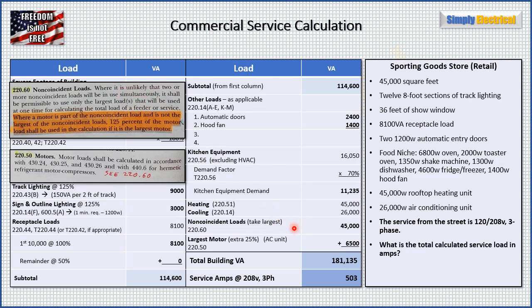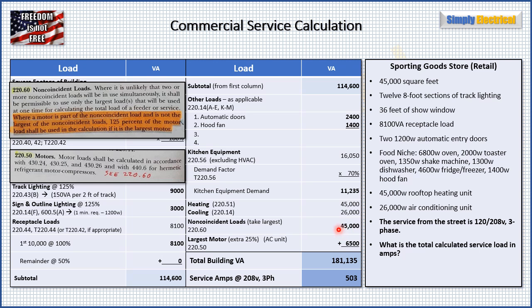We're going to take the heating and the cooling and compare them to each other because they don't, in this case, get used simultaneously. And we're going to take the largest of the 2. So the heating is much larger. We're going to take the heating and put the value right there, 45,000 VA for the largest non-coincident load.